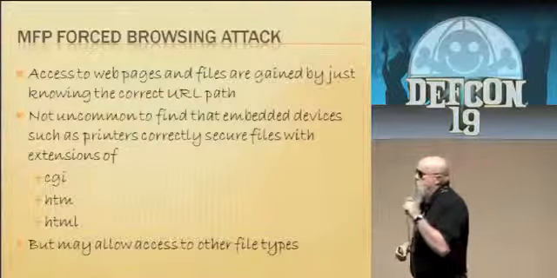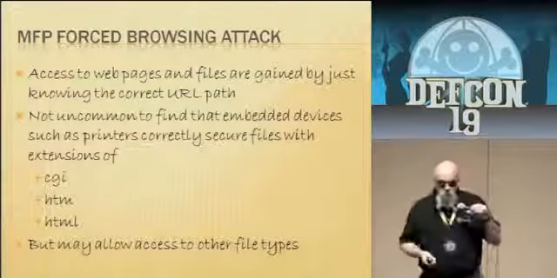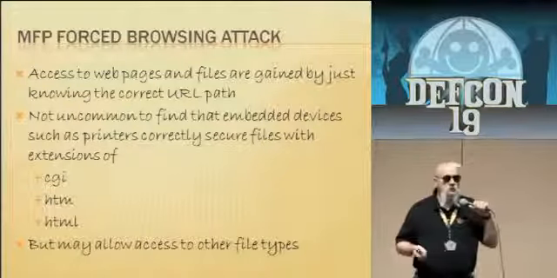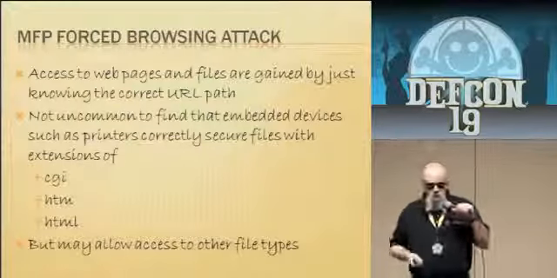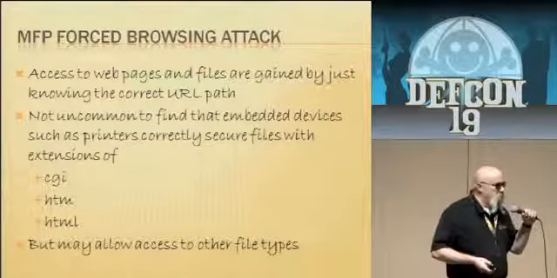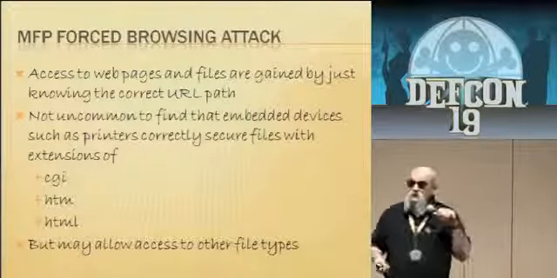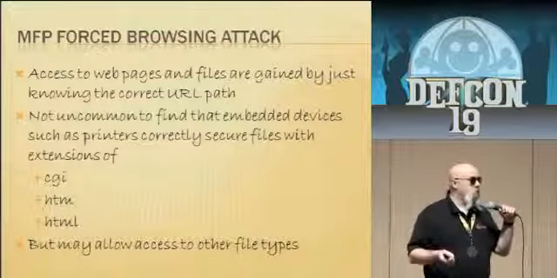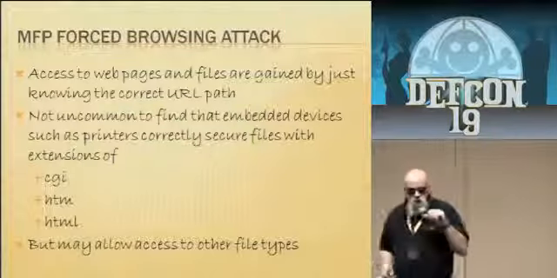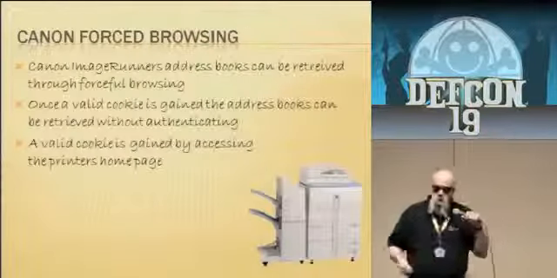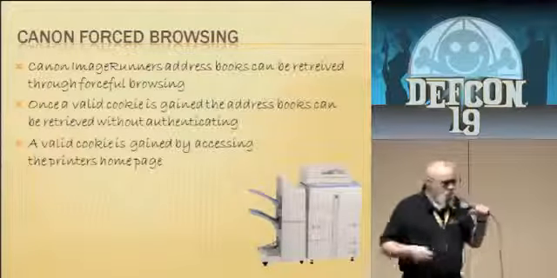One of the things I've noticed over many years of looking at embedded devices and multifunction printers is that a lot of times they will properly handle security on standard file extensions, like .cgi, .htm, .html. But if it's a non-standard file extension, on a lot of printers and embedded devices, you can just query for that and it'll give it to you without any requirement for authentication. So what we want to look at is the Canon. What's interesting about the Canon printer, we're going to be looking at the address books on this device.